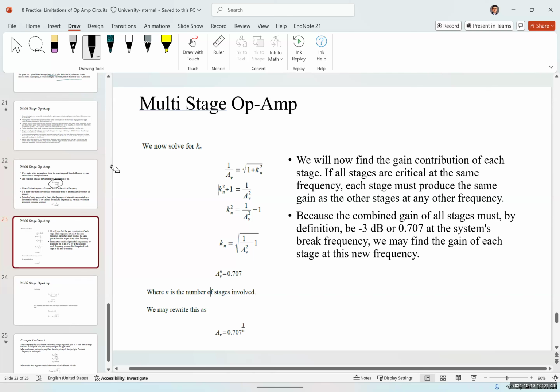If we call this normalized frequency Kn, we may rewrite the amplitude response equation. And when we solve that, 1 over AB is going to be square root of 1 plus Kn to the power of 2. And when we solve it for Kn, it's going to be equal to square root of 1 over AB squared minus 1, and AB would be 0.707 for a single stage. For multi-stage, AB is going to be 0.707, or 3 dB, to the power of 1 over n. Because as I mentioned, the 3 dB drop is equal to 0.707, or square root of 2 over 2.